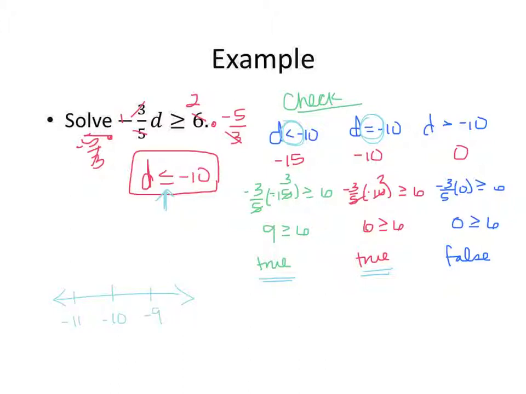This one happens to be a closed circle on negative 10 because it has the equal to part. And then if we want all the numbers that are less than negative 10, you're going to do your arrow to the left. Those are your numbers that are less than negative 10. Okay, let's move on to the next problem.